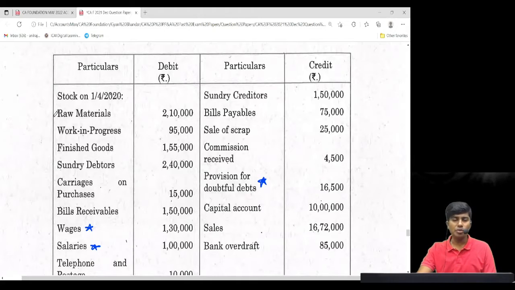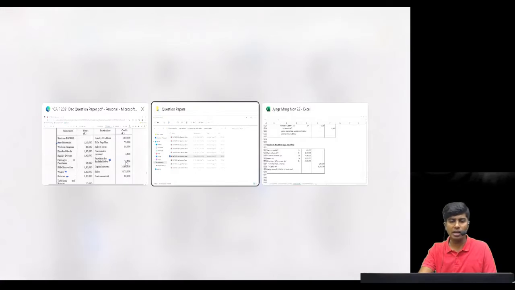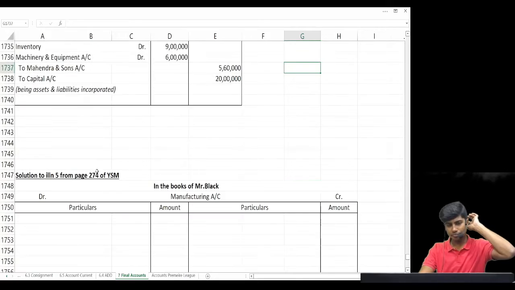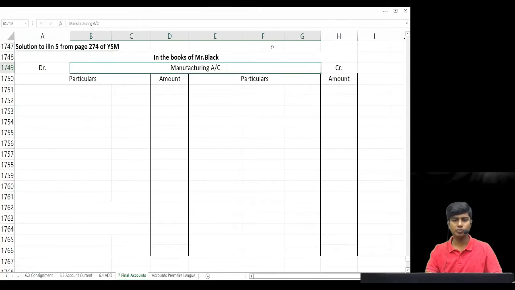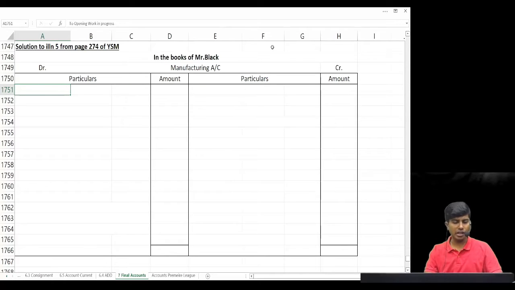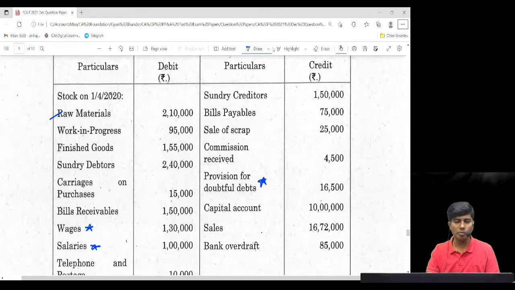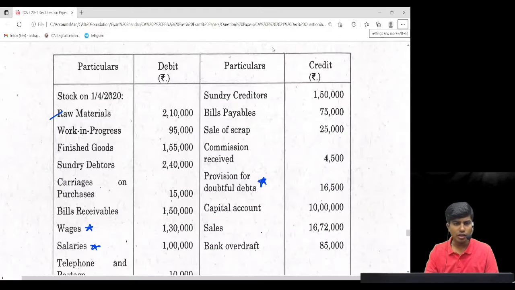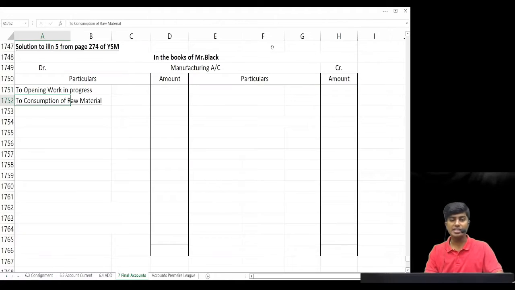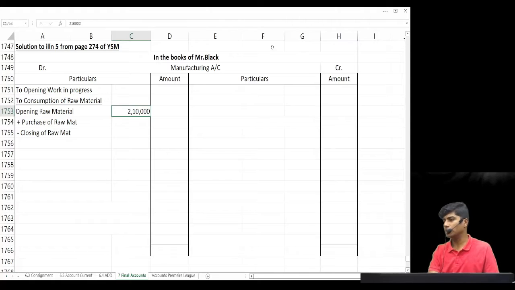We have opening stock. To start with, opening stock of raw material 2,10,000. Where do I write that? We will post it to our manufacturing account. Sorry, raw material will come in the computation of consumption of raw material, which is opening plus purchases minus closing. How much is opening? 2,10,000.